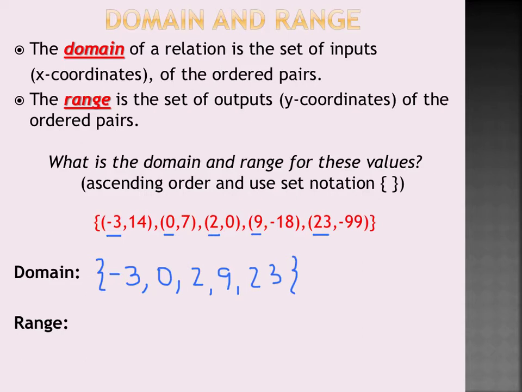And now the range is going to be all the y values, and again we're going to write those in smallest to largest. So it looks like -99, -18, 0, 7, and 14. And if any of these values were to be duplicated, so let's say that -3 appeared more than once in the x coordinates, I would not write it more than once in my set notation. I'd only write it once.